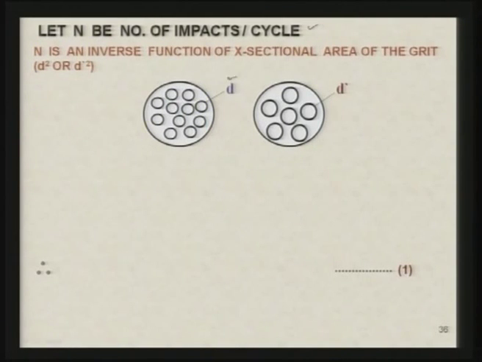So, really it will depend upon the diameter of the abrasive particle, that will decide how many abrasive particles are impacting the workpiece surface. So, n, the number of particles hitting the workpiece surface, is an inverse function of d square, because pi d square by 4 gives you the cross-sectional area of the spherical ball. That is why it becomes n is equal to k2 divided by d square.